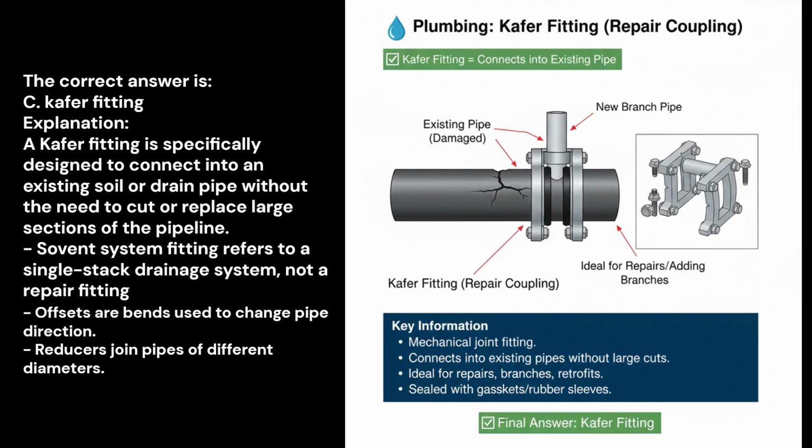Sovent system fitting refers to a single-stack drainage system, not a repair fitting. Offsets are bends used to change pipe direction. Reducers join pipes of different diameters. Thus, C. Kafer fitting is the best choice.